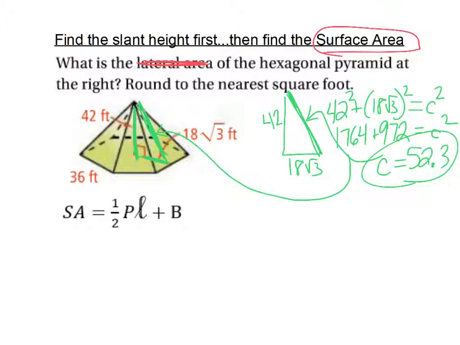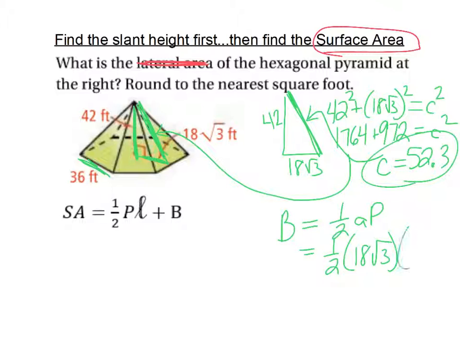Okay, the other thing that we're going to have to know to find the surface area is the area of the base. So let's work on area of the base. Okay, that's equal to 1/2 AP. So 1/2, the apothem they gave us, that was the 18 root 3. The perimeter is just all the sides, which each side is 36, times 6. And you get 216 for your perimeter. Let's multiply that stuff together. I have the area of the base to be a grand total of 3,367.1.